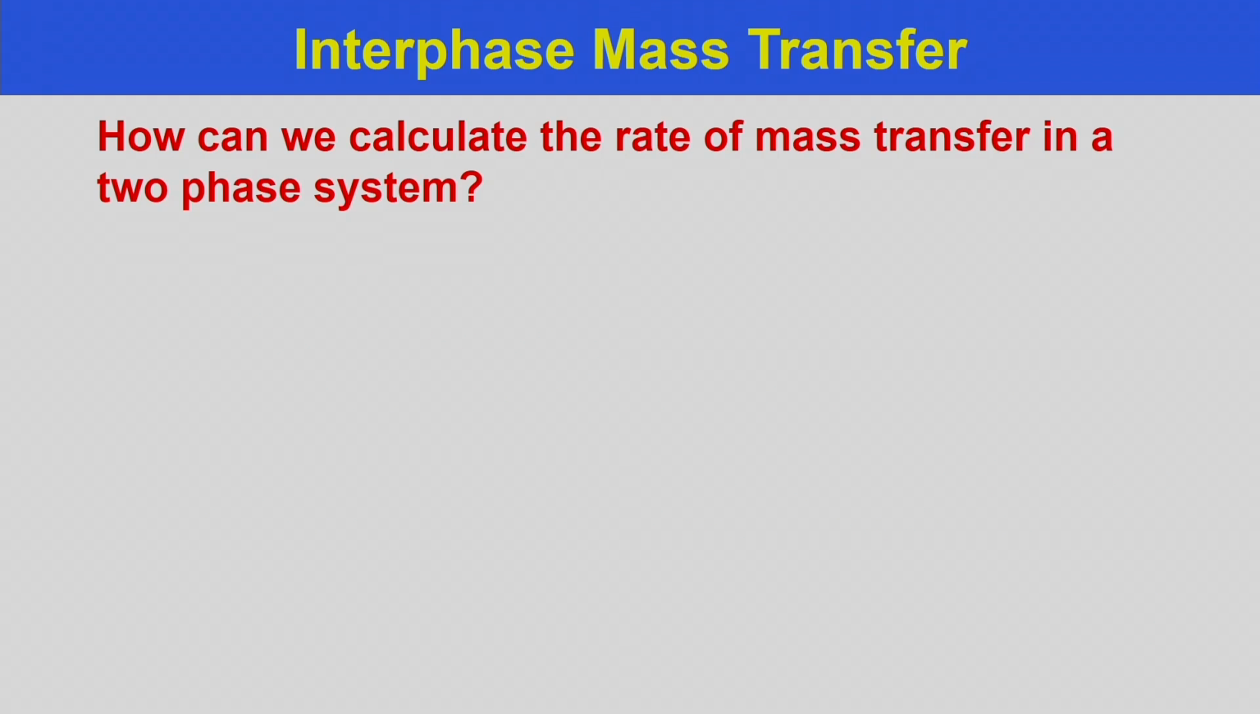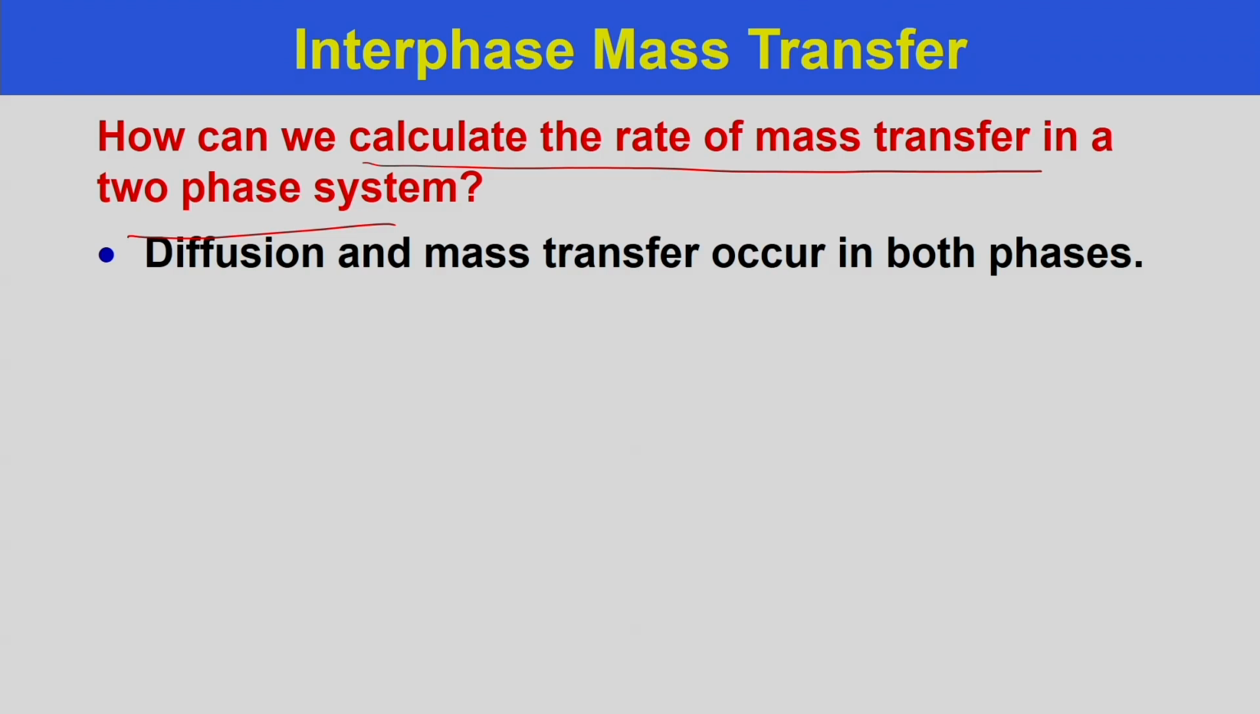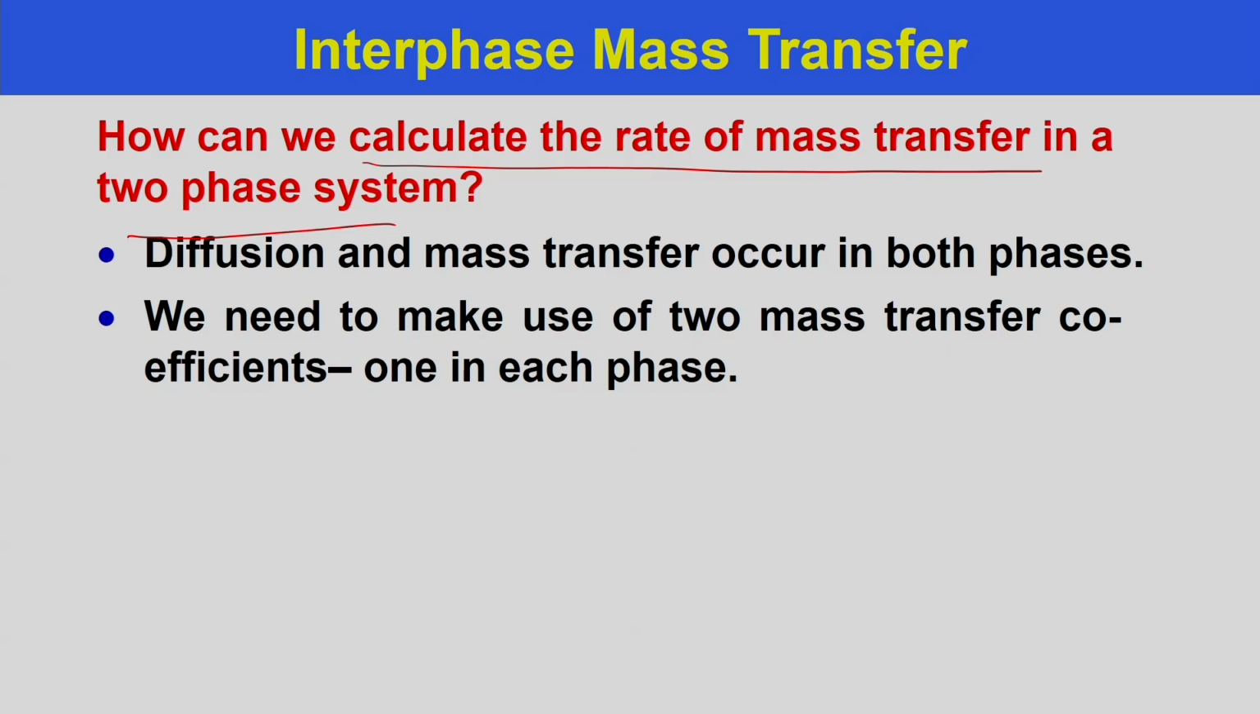Now, how can we calculate the rate of mass transfer in a two phase system? Diffusion and mass transfer occur in both the phases in this case of interphase mass transfer. So, we need to make use of two mass transfer coefficients, one in each phase, since the diffusion and the mass transfer are not the same in both the phases, because the phases are different, gas and liquid. So, we need two different mass transfer coefficients, one in the gas phase and another in the liquid phase.